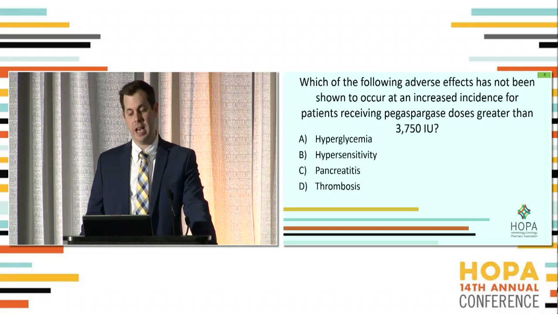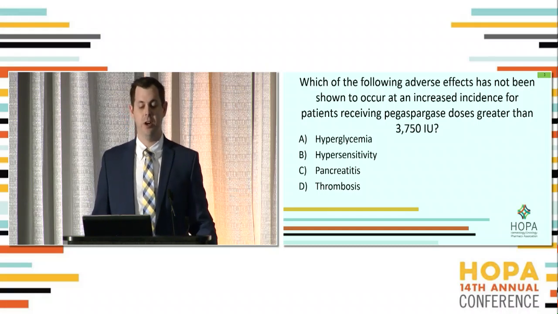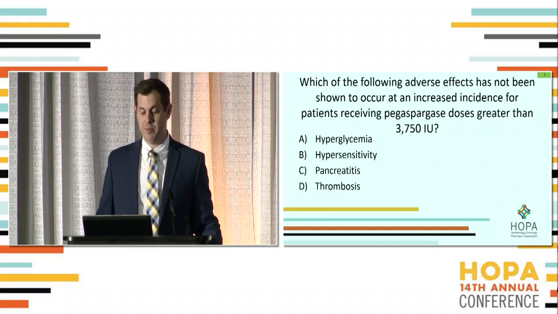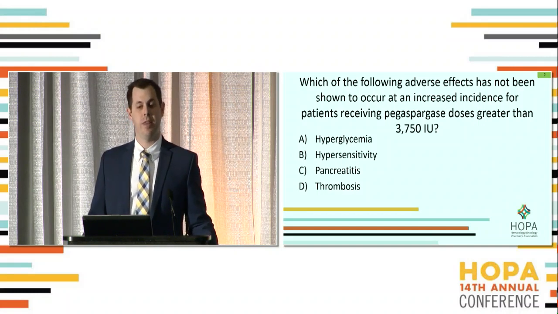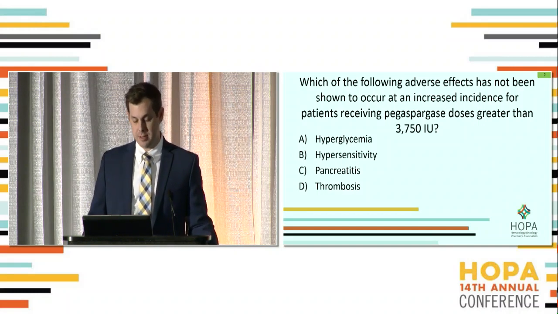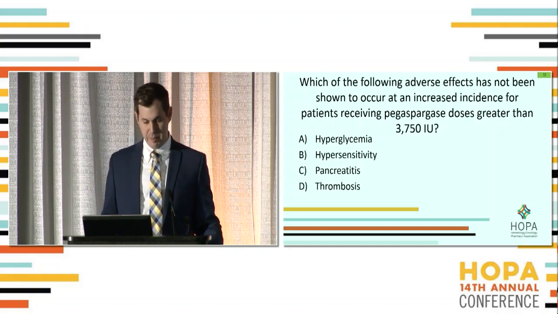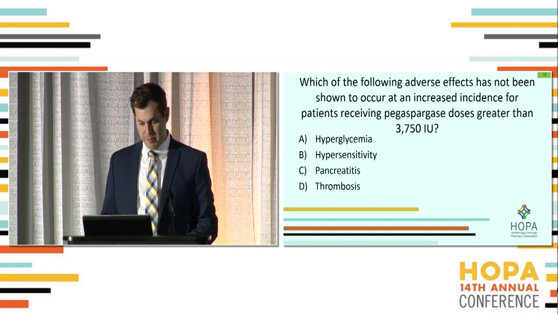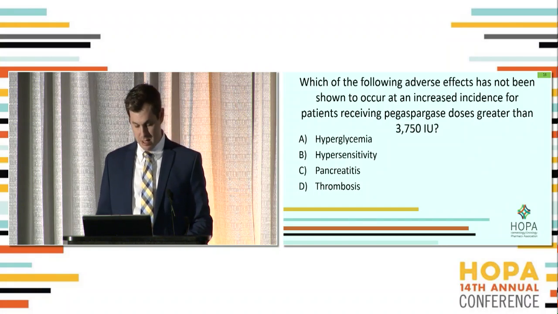Which of the following adverse effects has not been shown to occur at an increased incidence for patients receiving peg asparaginase doses greater than 3750 international units? Is it A, hyperglycemia, B, hypersensitivity, C, pancreatitis, or D, thrombosis?